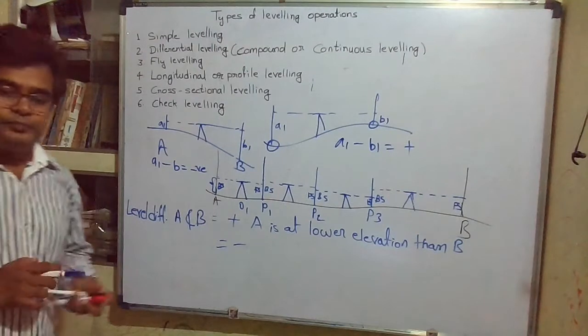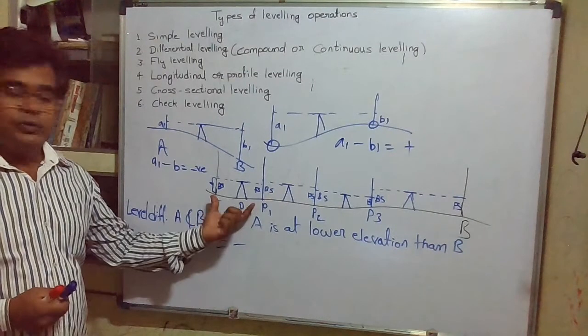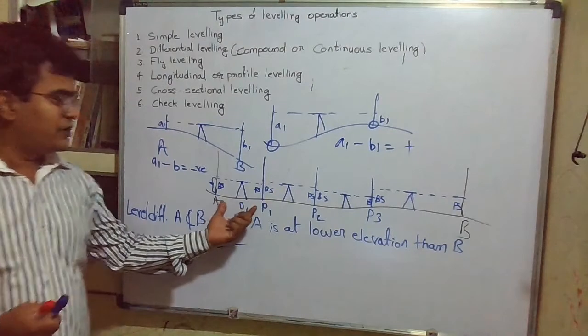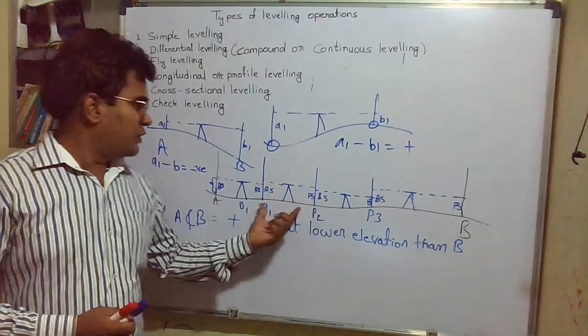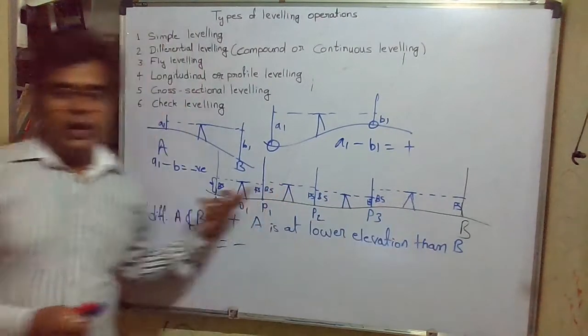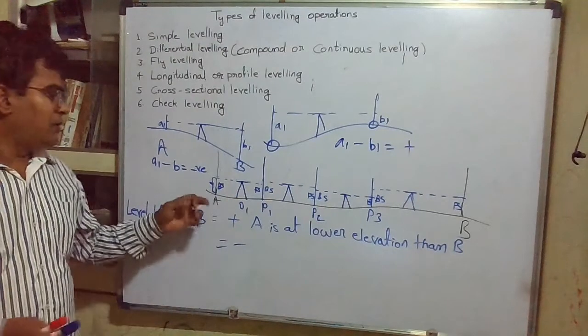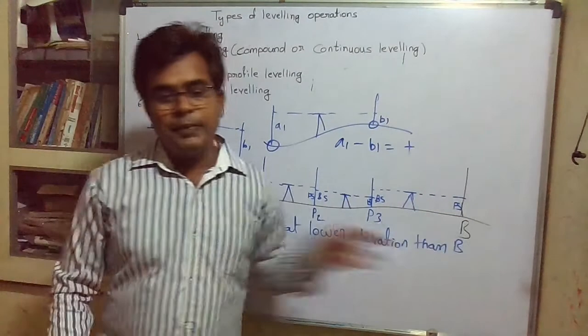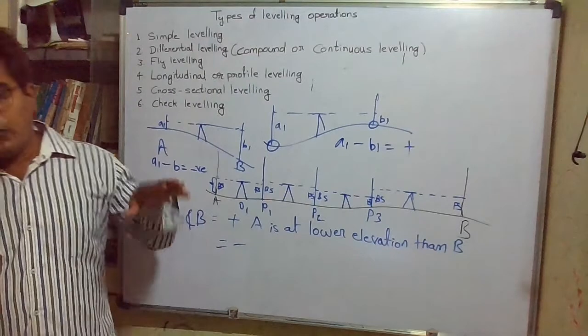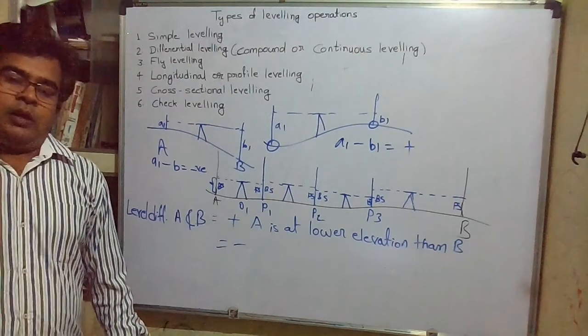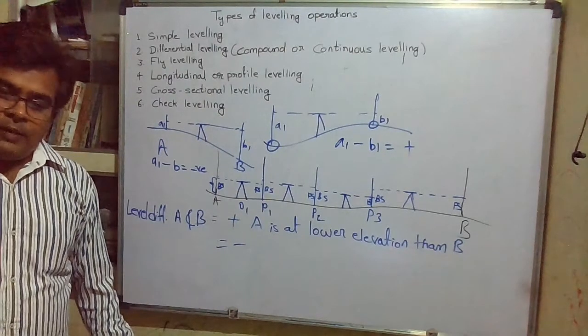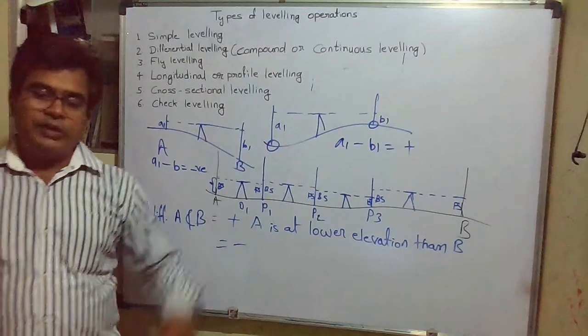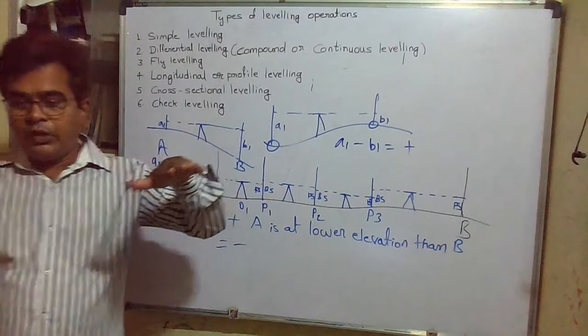So here in compound leveling, we calculate the level difference between successive points, that is P1, P2, P2, P3, P3, B, and after summing up, we get the level difference between points A and B. If it is positive, then point A is at lower elevation compared to point B, and if it is negative, then point A is at higher elevation than point B.